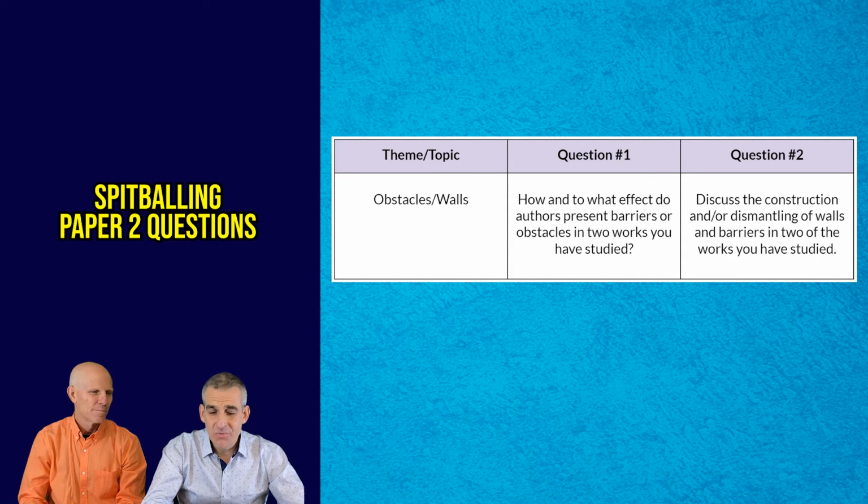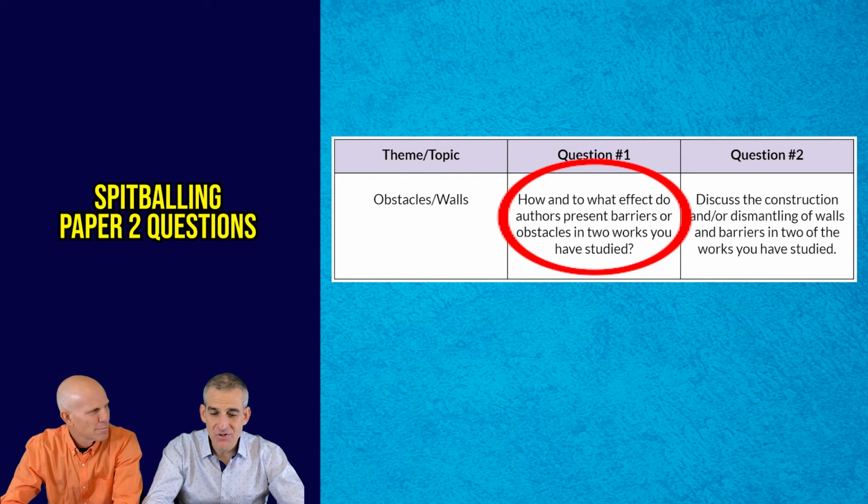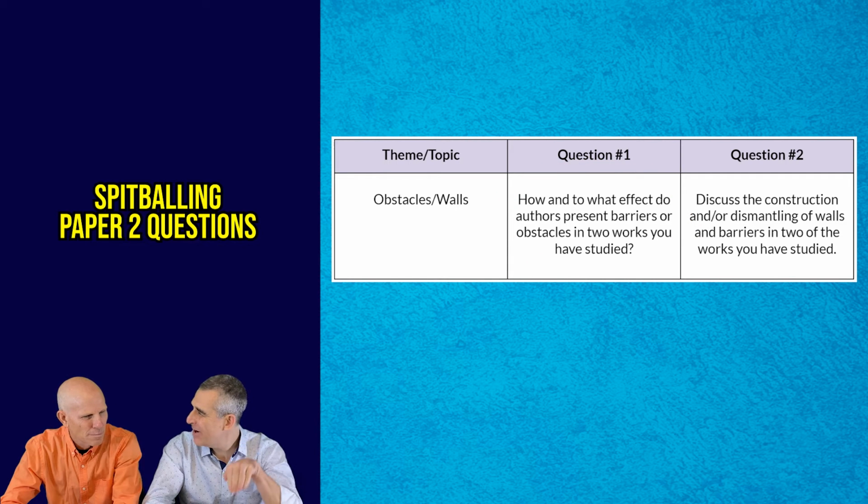Yeah, it looks like the question that you spitballed was how and to what effect do authors present barriers or obstacles in 2 works you have studied? I like that. You've totally just taken that idea of barriers and obstacles, you've integrated that in the question. I can see where you're going. And you have the how, so I see both the content and the form of this question.